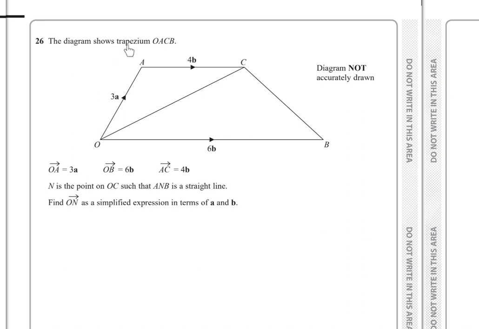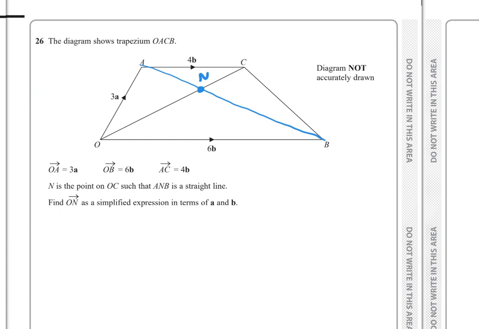26. The diagram shows trapezium OACB. OA equals 3a, OB equals 6b, AC equals 4b. N is the point on AC such that ANB is a straight line, so ANB is a straight line. So this is the point N. Find the vector ON as a simplified expression in terms of a and b. So we need to find ON in terms of a and b.